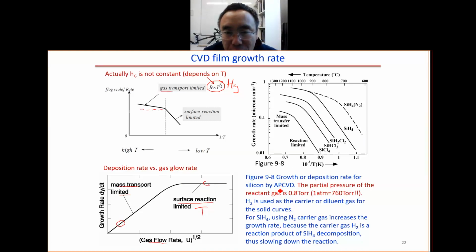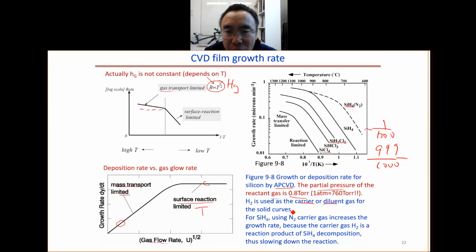This is the APCVD. But here the partial pressure of the reactant gases, silane, SiH2Cl2, silicon hydrochloride, is only 0.8 torr, while the atmosphere is 760 torr. That means the reactant is only about 1 over 1,000 of the gas. The other 999 parts are mostly the carrier gas.